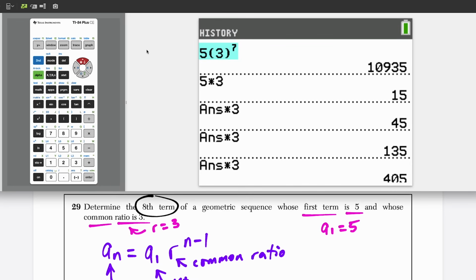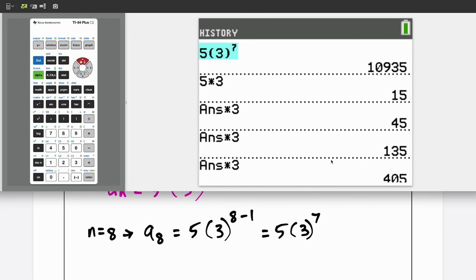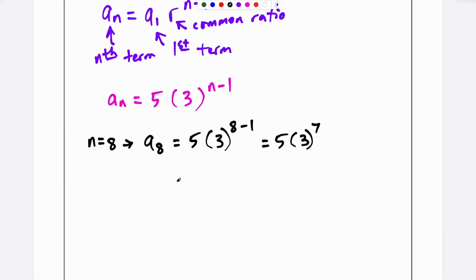And the benefit of the formula is, if they tell you to find the 800th term, you're not going to sit there, hopefully, with the calculator and multiply by 3 800 times. You would just write your answer in exponent form. Okay, so this is going to work out to 10,935. So our eighth term here is, once again, 10,935.